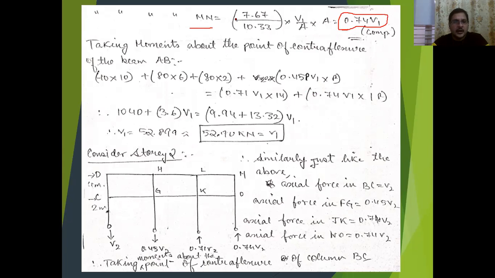Now the second stage is to calculate the moments with respect to this point. This point is the point of contraflexure of the first column, that is, the column of the first floor. Taking all the clockwise and anti-clockwise moments, the shear force comes to 52.90 kilonewton.